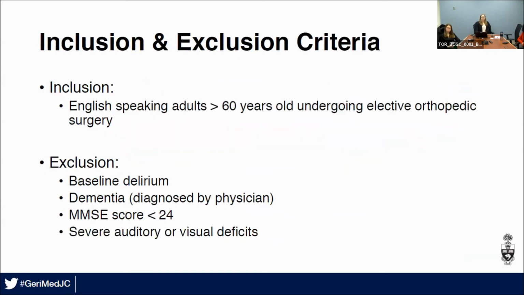So again, the inclusion was English-speaking adults over the age of 60 undergoing elective orthopedic surgery. They excluded anyone with baseline delirium, anyone that had dementia that was diagnosed by a physician, anyone that had a mini mental state exam score of less than 24, and anyone with severe auditory or visual deficits.